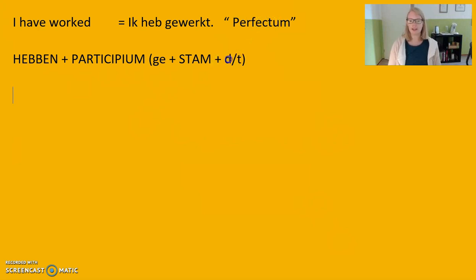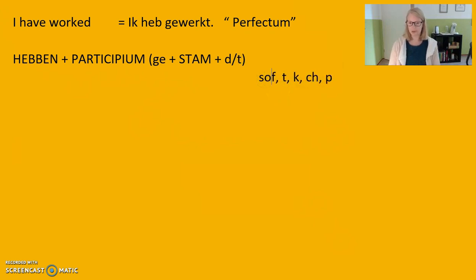How do we know if it needs a D or a T? For example, gewerkt, we see that it has a T. Well, usually you use the D, that would be the standard. But if the stam, so in the case of werk, this is the stam, werken. Stam is the one used for ik. If the stam ends with one of these letters, S, F, T, K, CH, or P, so you can see here the stam werk ends with a K, so then we need to use a T because it is in these letters. Now this is a bit hard to remember, right?